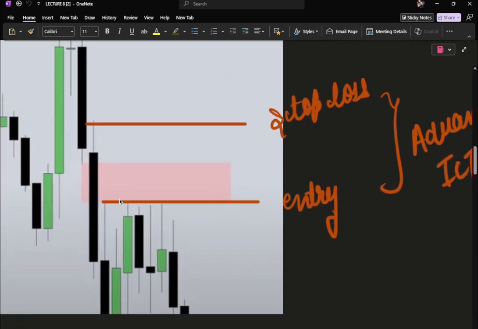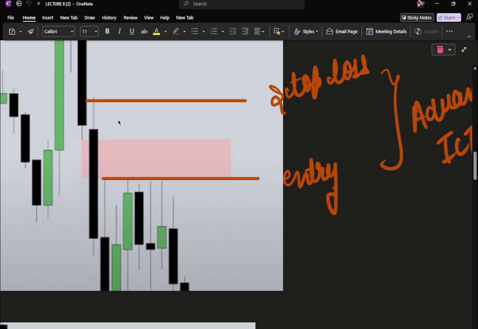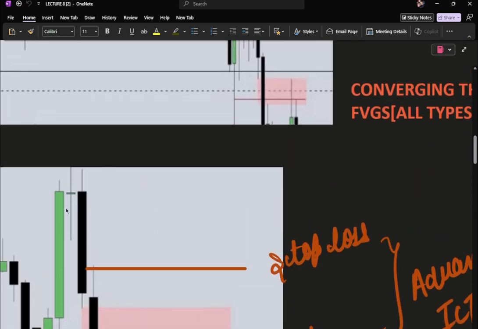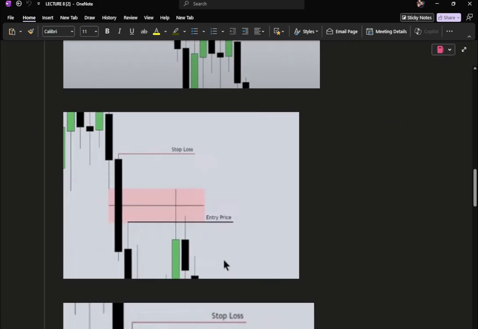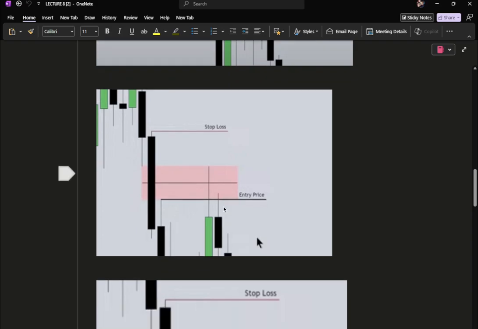So in this very trade, your stop loss should be at the CE of this FVG, or if you want to get a bit above stop loss, you can just use this wick as your stop loss. So there is no need to have your stop loss right at this swing high. You can even have your stop loss at this mid of this FVG or at here.